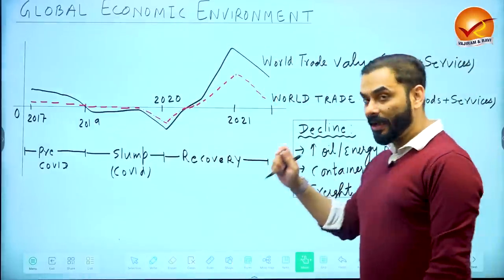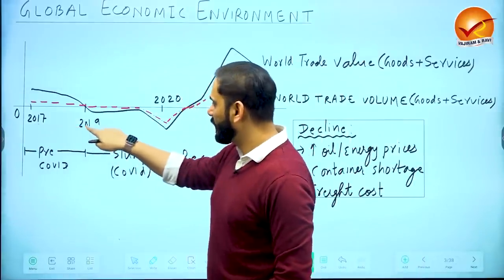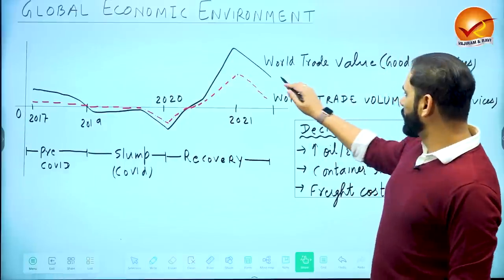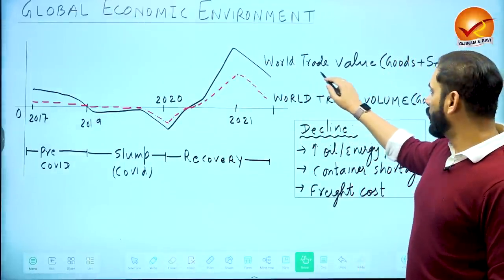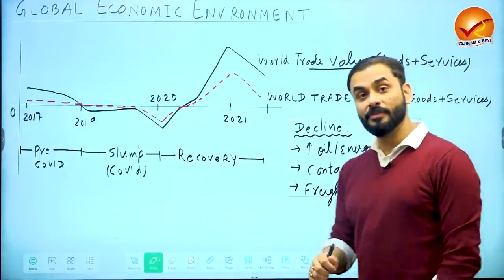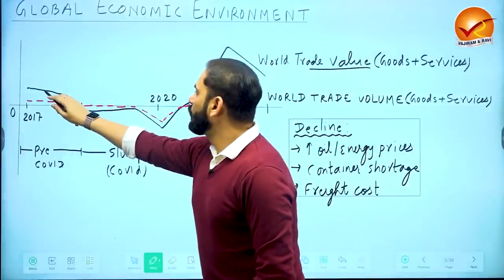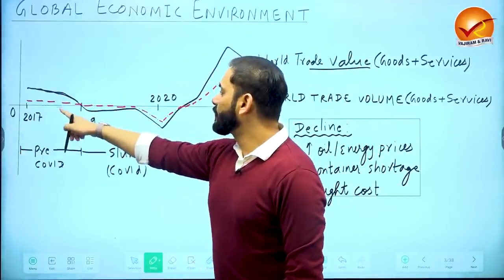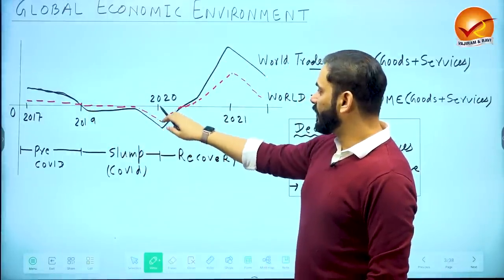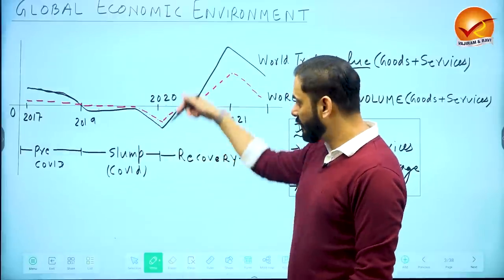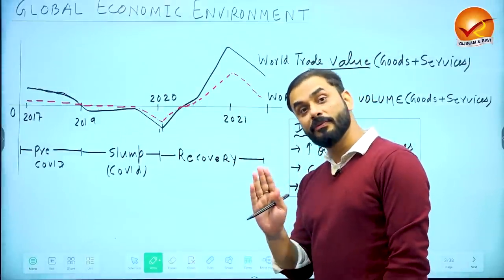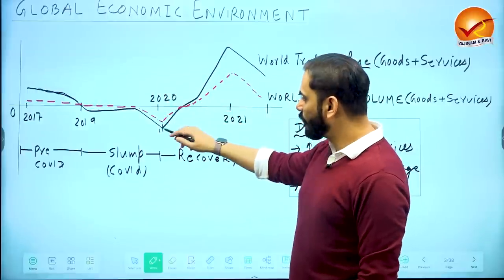So let us see what is the trend globally. We are starting from the year 2017, then 2019, 2020, 2021. Let us look at the trend. So this dark line that you see, this thick line, is about world trade in terms of value, right? In terms of money. So in terms of value, see how the world trade has been. It was positive between 2017 and 19, then it became negative, see? And if you see around COVID 2020, there was a big slump, it came down. But world trade started to come down even before COVID. During COVID, it came down heavily.